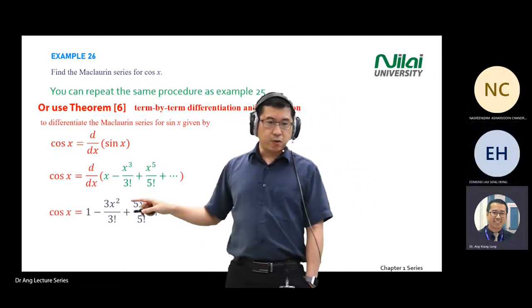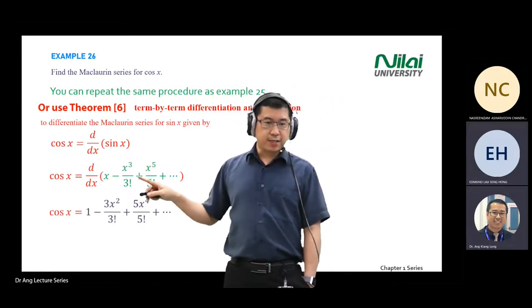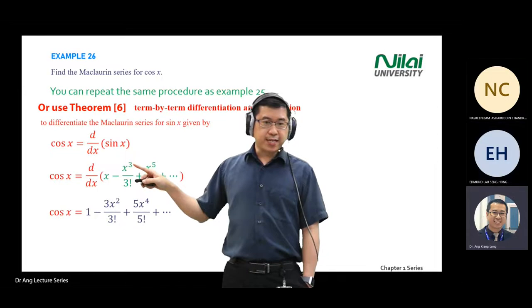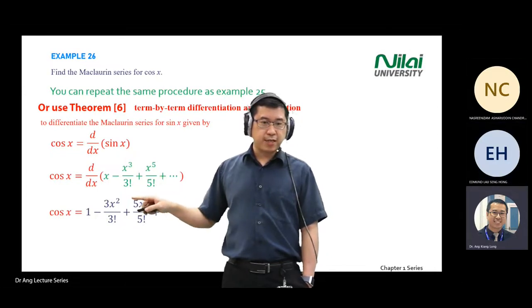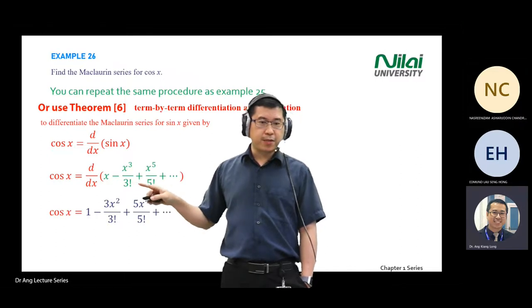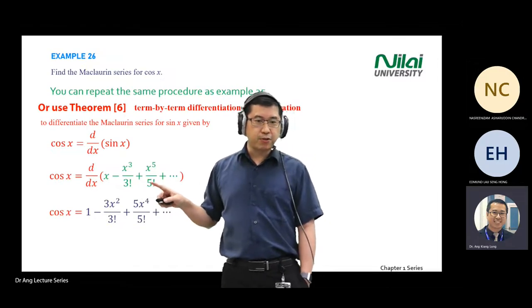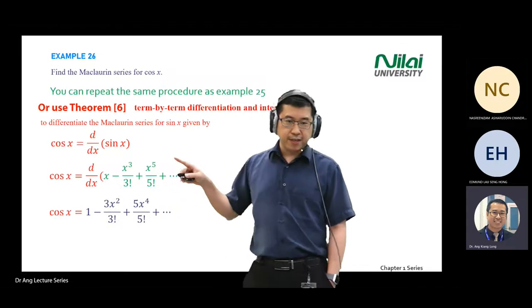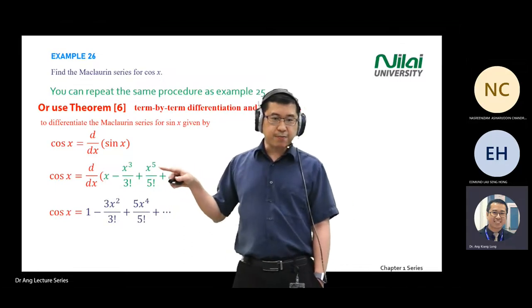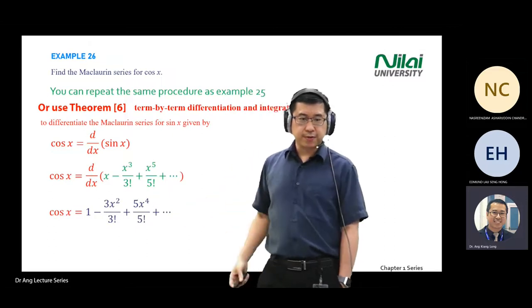Okay. So you do the same for the second one, third one. You'll get 1 minus this one. You differentiate x cubed, you get 3x power 2. You get this one. This one is the constant value. 3 factorial means 1 times 2 times 3. This one, 5 factorial means 1 times 2 times 3 times 4 times 5. This one, you differentiate x power 5. You'll get 5x power 4 and so on.